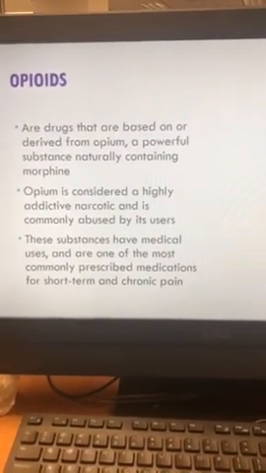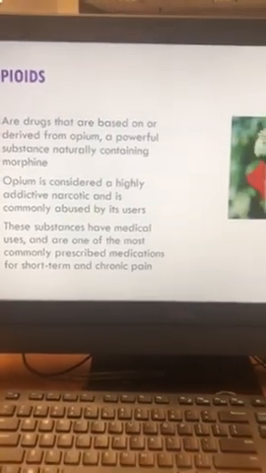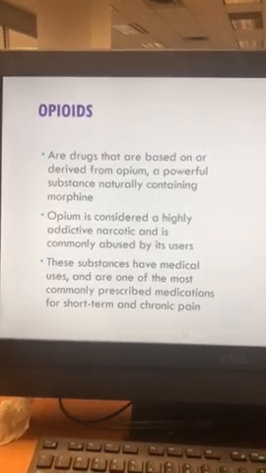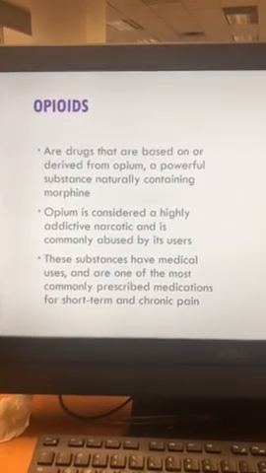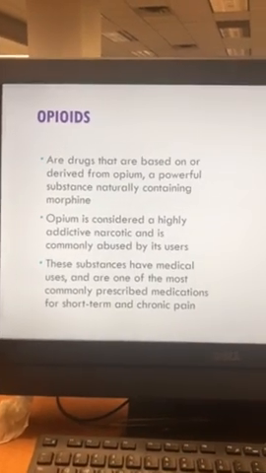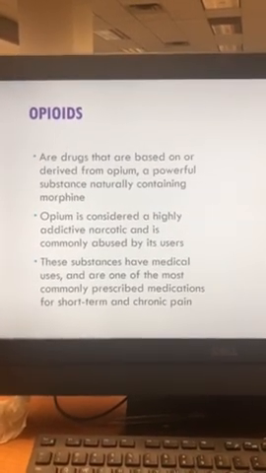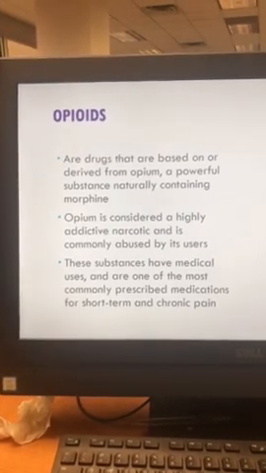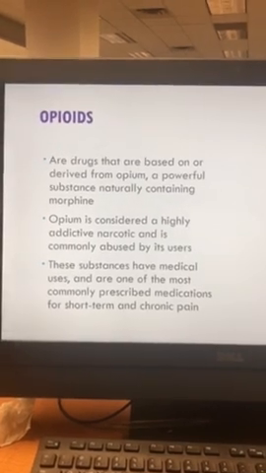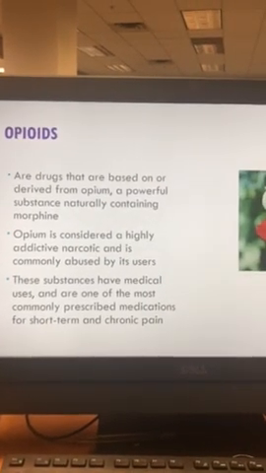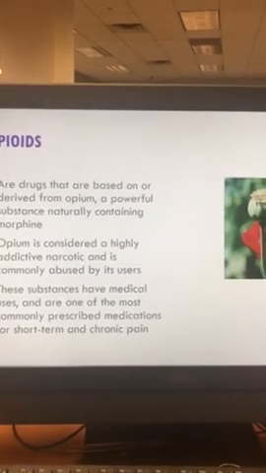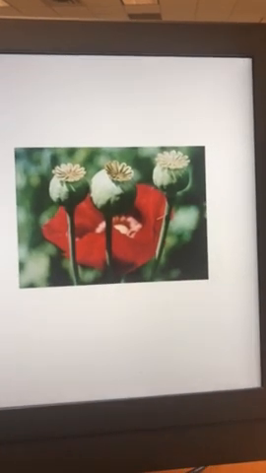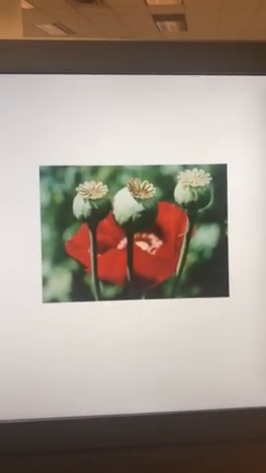Opiates. What are they? Opiates are drugs that are based on or derived from opium, a powerful substance naturally containing morphine. Opium is considered a highly addictive narcotic and is commonly abused by its users. These substances have medical uses and are one of the most commonly prescribed medications for short-term and chronic pain.